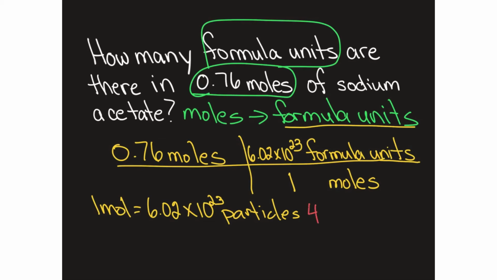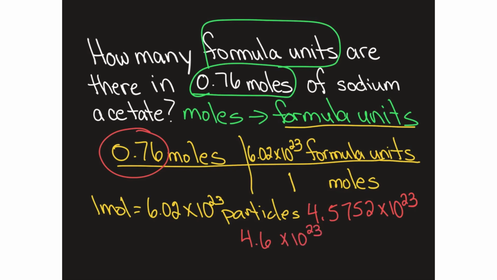Mine has 4.5752 times 10 to the 23rd. All right, I need to look back at the number I started with, this 0.76. I have two significant figures, so I can only keep two significant figures. So my answer is going to be 4.6 times 10 to the 23rd, and see what unit we're in. The moles canceled out, and we are ending up in formula units.